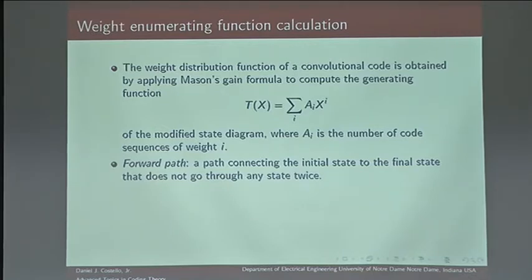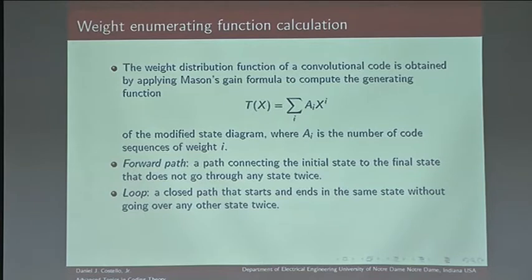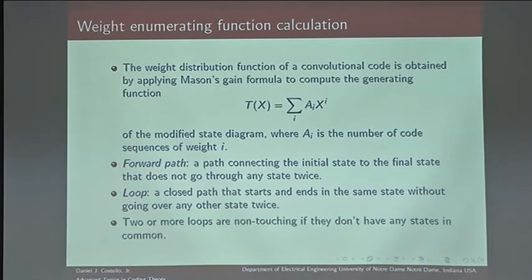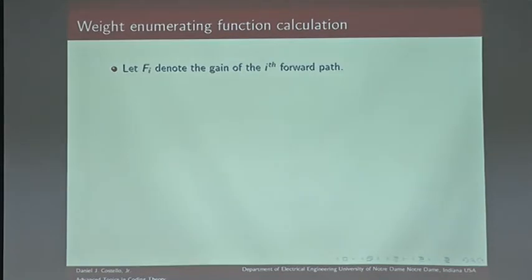Now there's a few things that you need to know to calculate this thing. A forward path is any path that connects the initial state to the final state. It doesn't repeat any states. A loop is something in the state diagram that cycles around and comes back to the same state, and it doesn't go through any others, doesn't repeat any other state. And then you have the concept of non-touching loops. In the state diagram, you can have loops. They may touch each other, have a state in common, or they may be totally disjoint. If they're disjoint, they're non-touching.